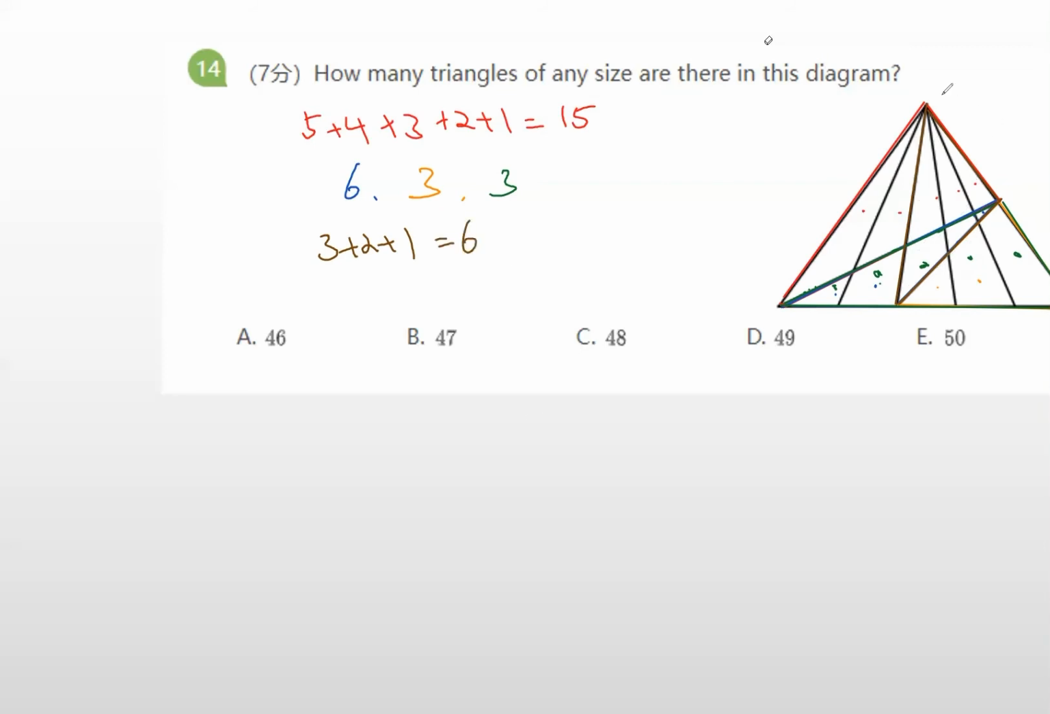Okay, and then lastly, we can look at the big triangle we have, which is the total triangle outside. And that's also 15, right? It's 5 plus 4 plus 3 plus 2 plus 1. So that's all the triangles they have. So the answer is just 15 plus 15 plus 6 plus 6 plus 3 plus 3, and we're gonna get 48.